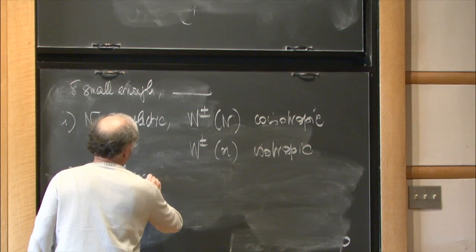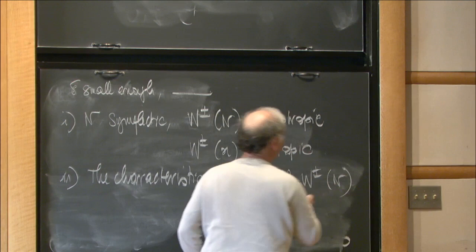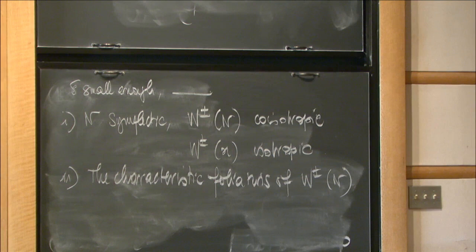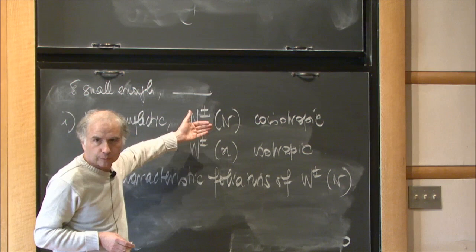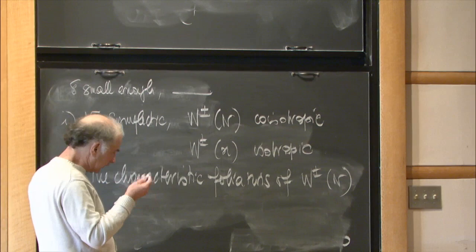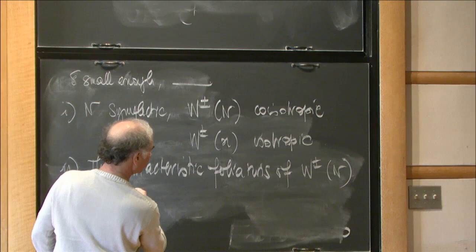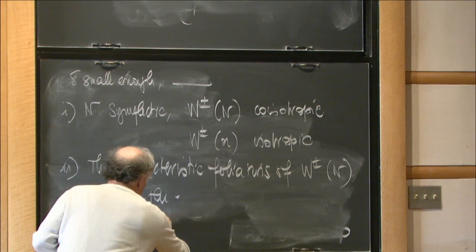but the very interesting thing is the characteristic foliations of W plus minus of N. The characteristic foliations are the foliations whose leaves are everywhere tangent to the orthogonal of the tangent spaces in W plus minus of N. This is a coisotropic manifold. You have a distribution of it, and there is a general result which tells you that it is integrable. And the leaves of the characteristic foliations are precisely the manifolds W plus minus of X in N.